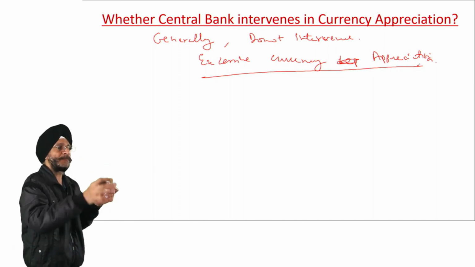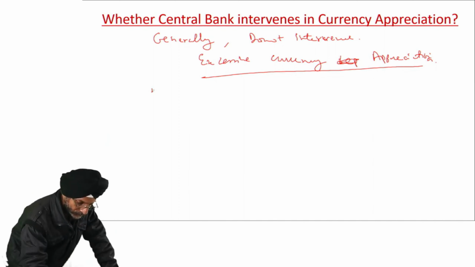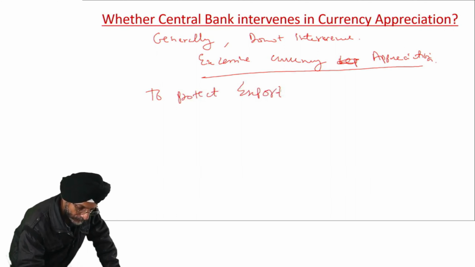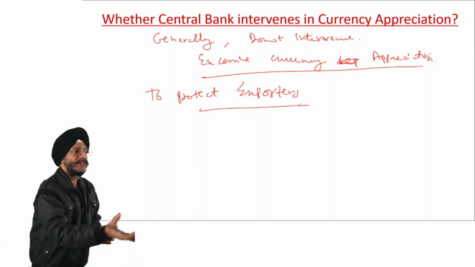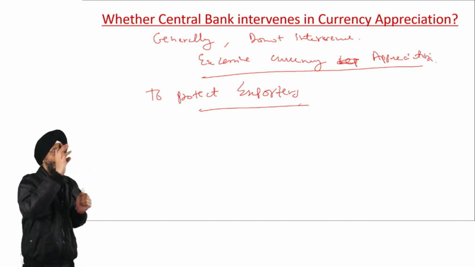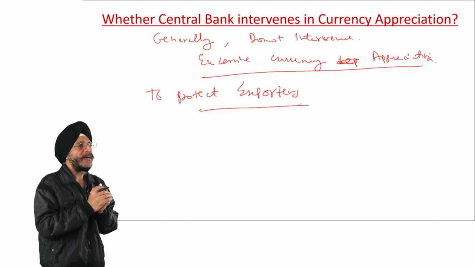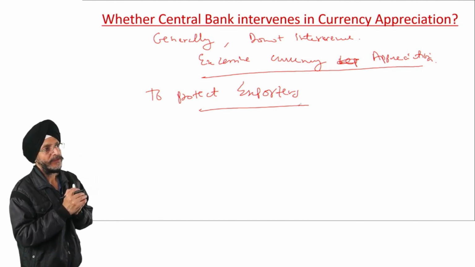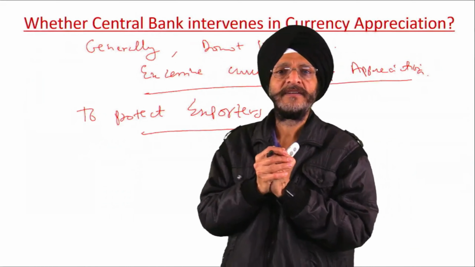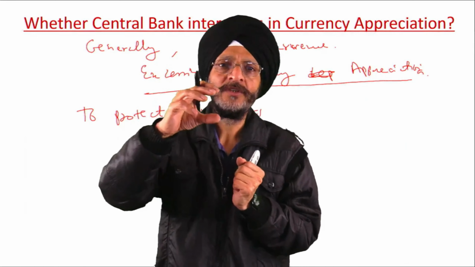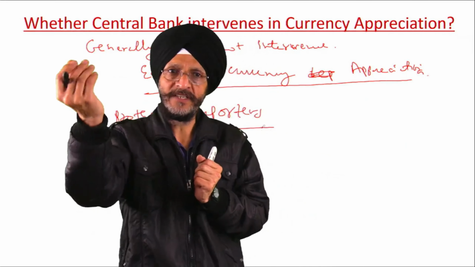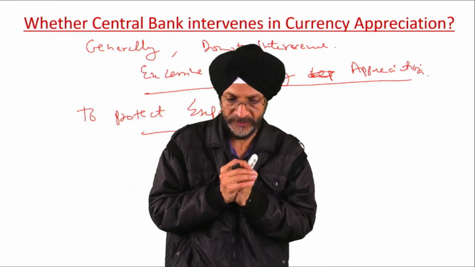To protect their exporters, because when the currency of a country appreciates, the exporting goods become expensive for the foreign buyers. So the exports of that country are adversely affected, and it also results in job losses in the sectors involved in exports. So to protect exporters, the central bank does intervene in case of excessive appreciation.